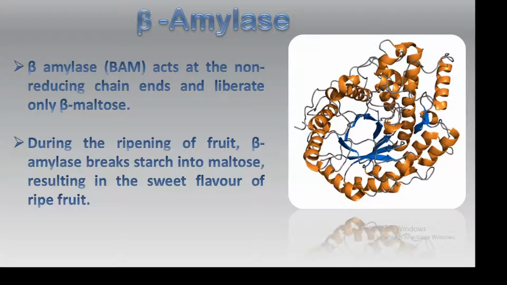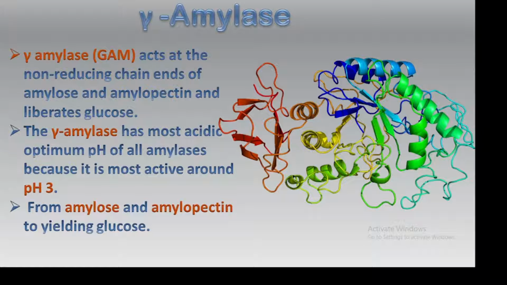Now let's come to the beta amylase. Beta amylase acts at the non-reducing end and liberates only beta maltose. During the ripening of fruit, beta amylase breaks starch into maltose, resulting in the sweet flavor of ripe fruit.